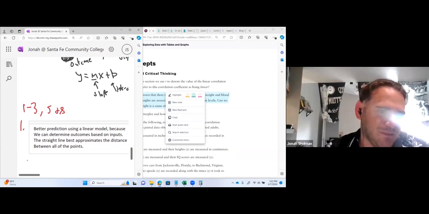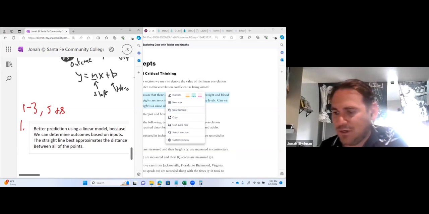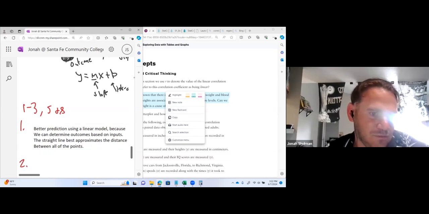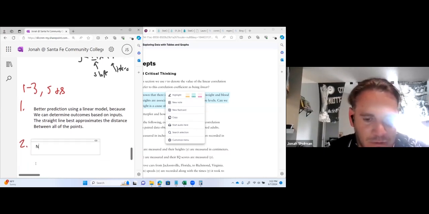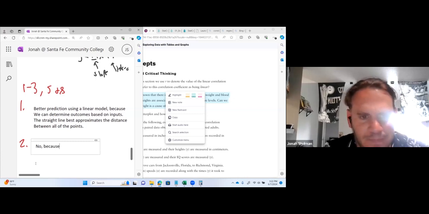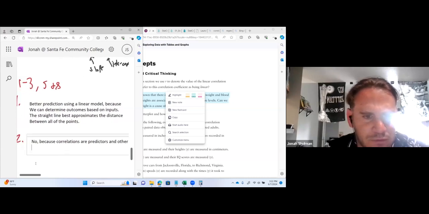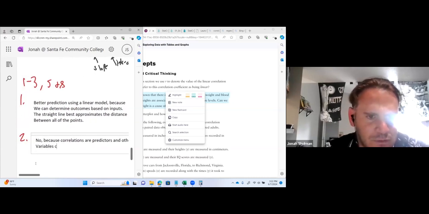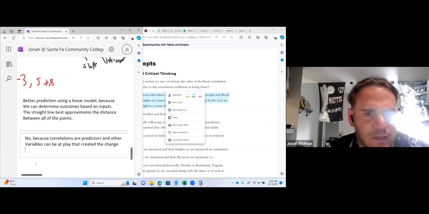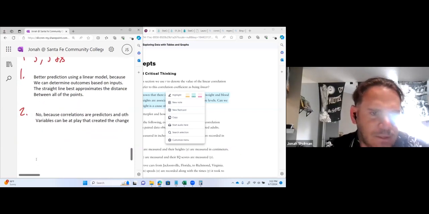Why is number 2 a no? Number 2's gotta be a no because correlations are predictors, and other variables can be at play that created the change. So we can't say it caused it. Correlation does not imply causation.